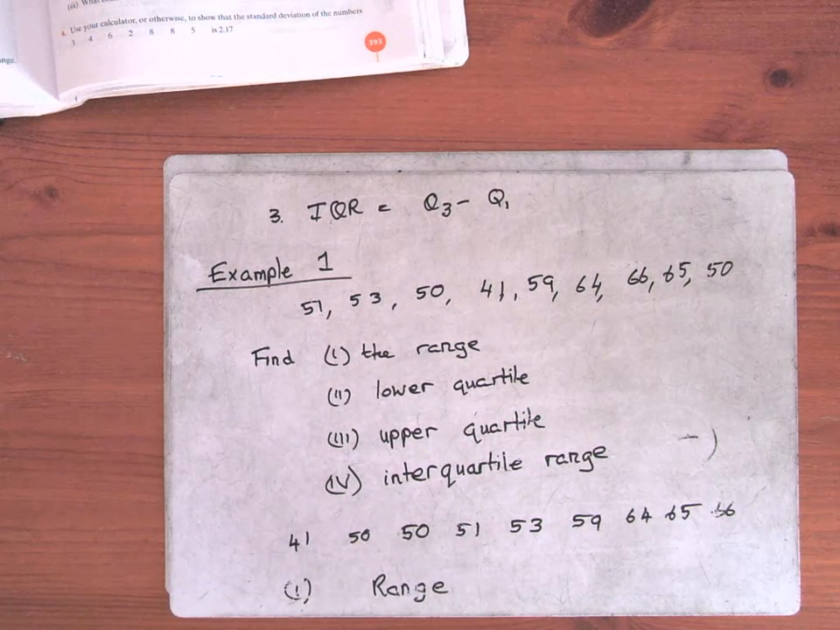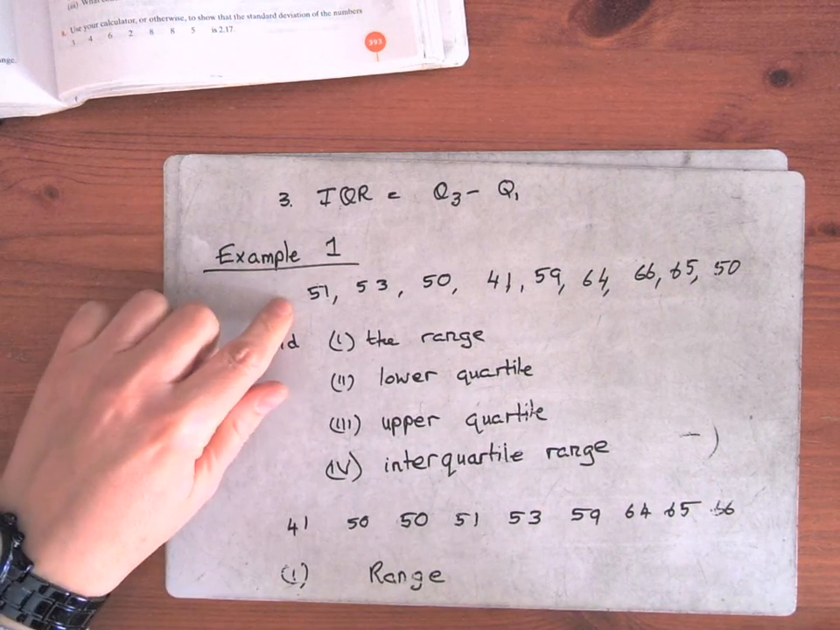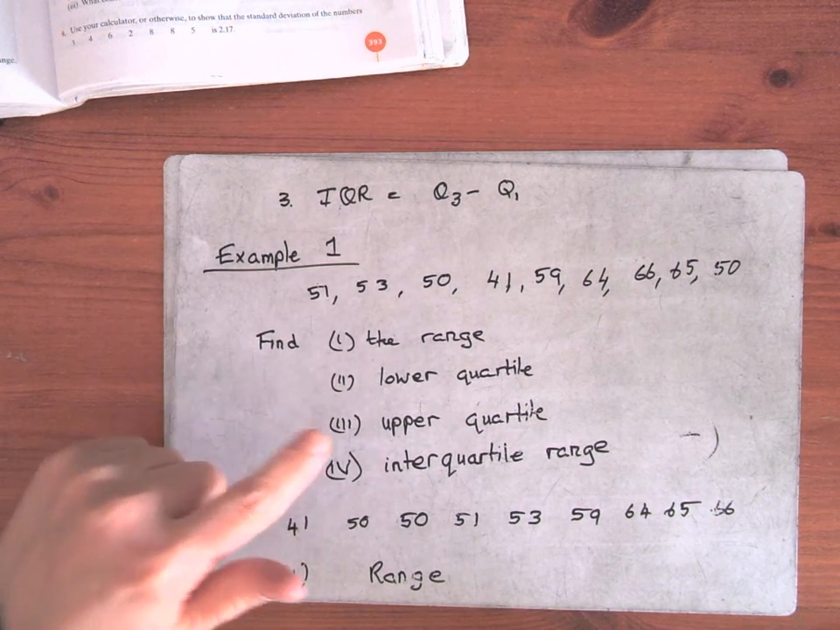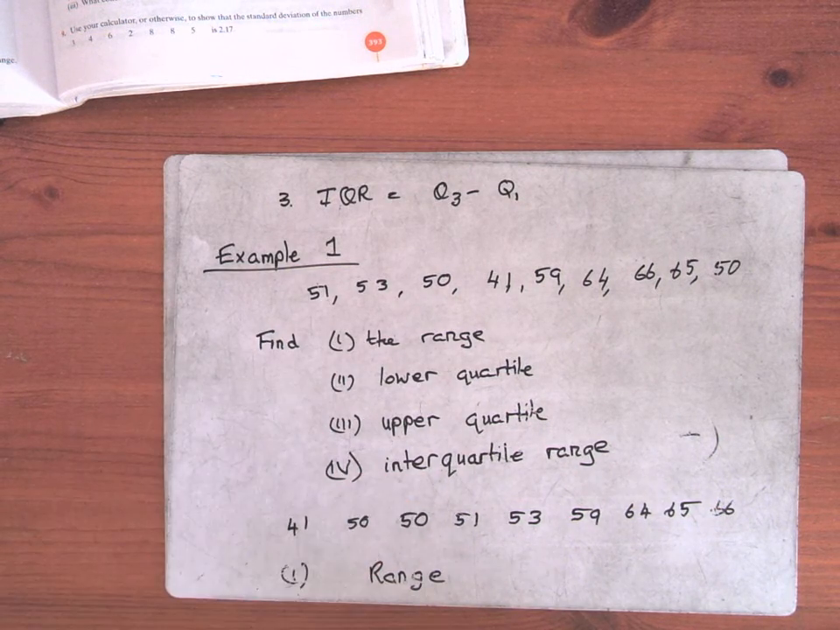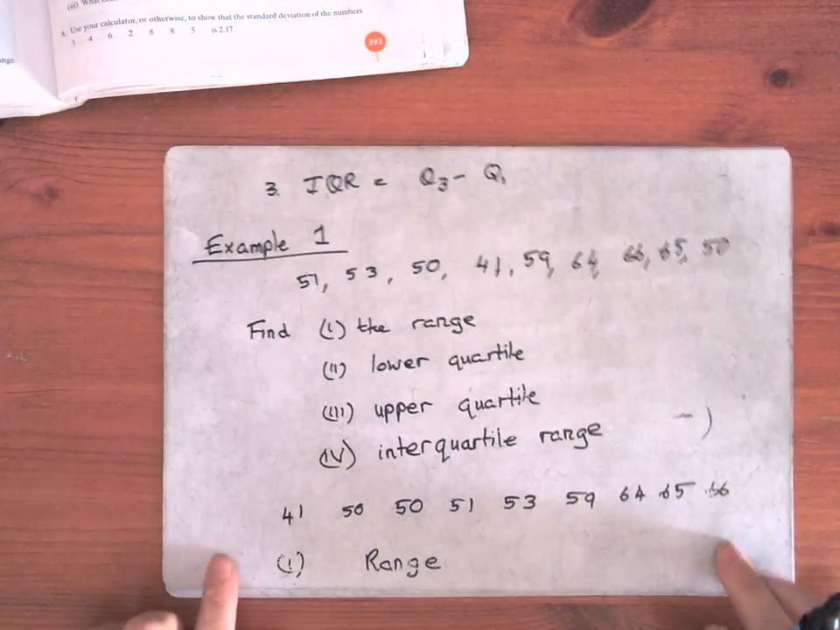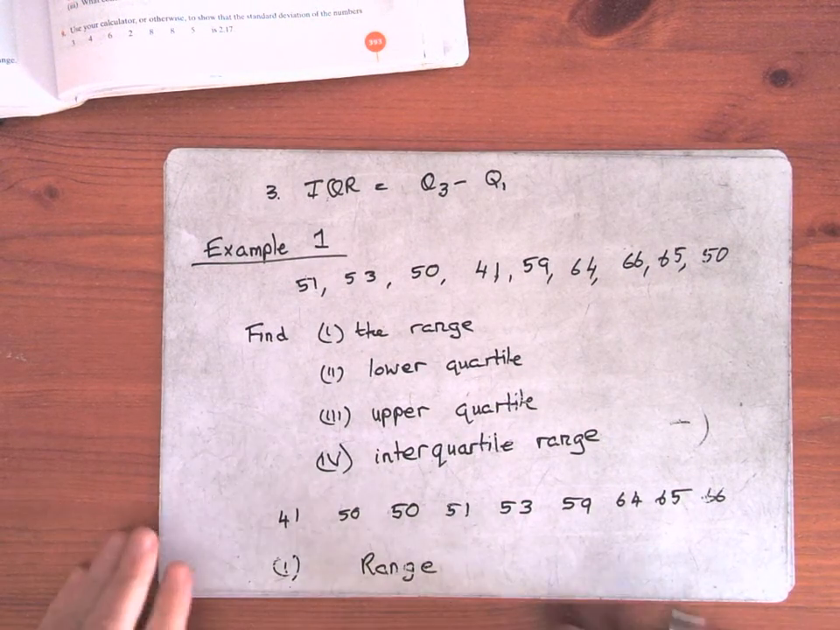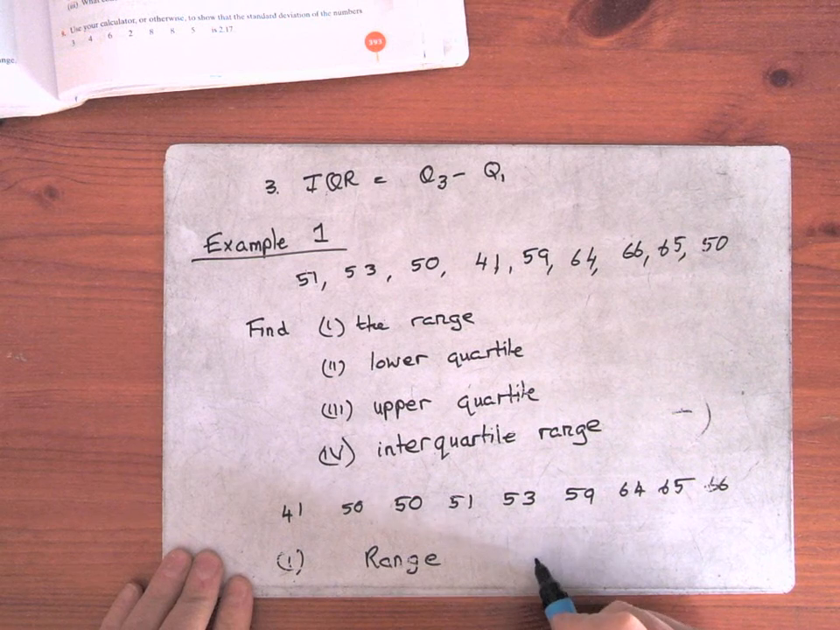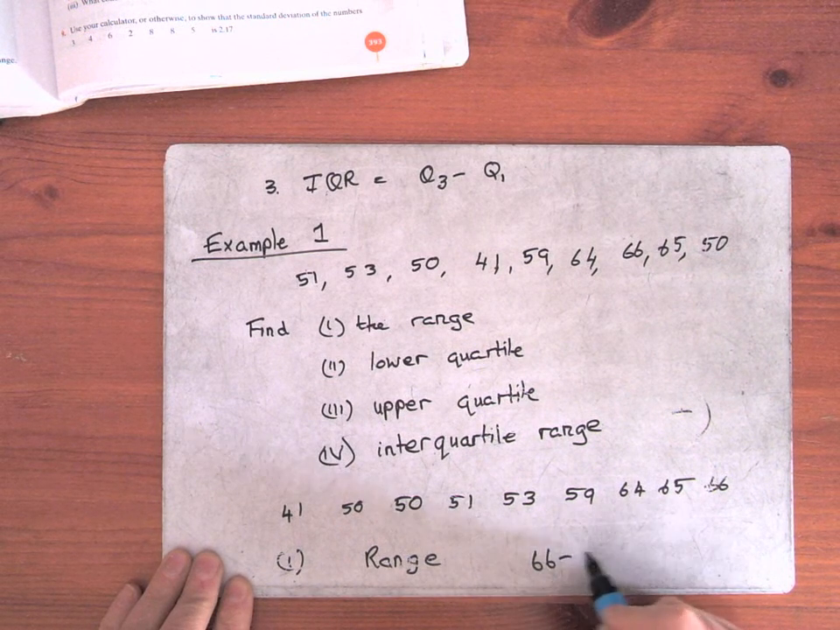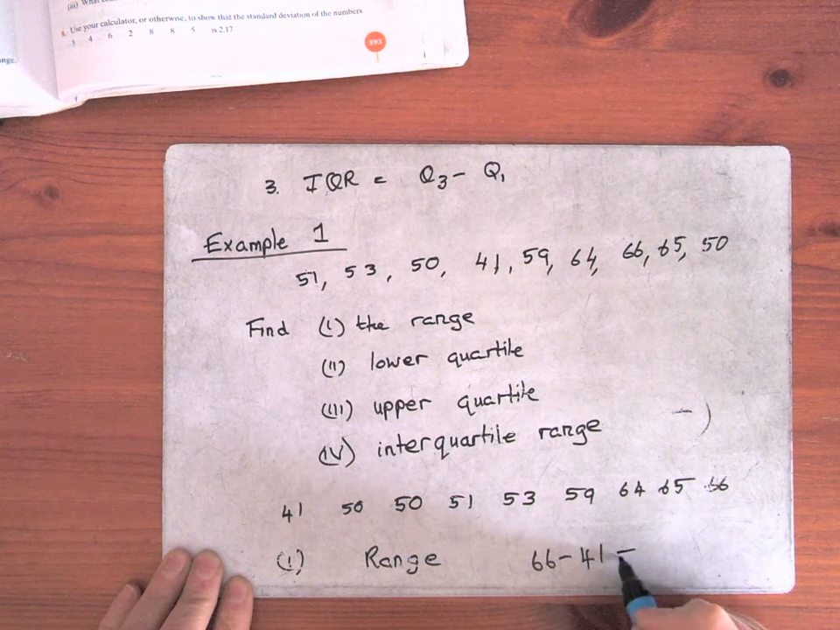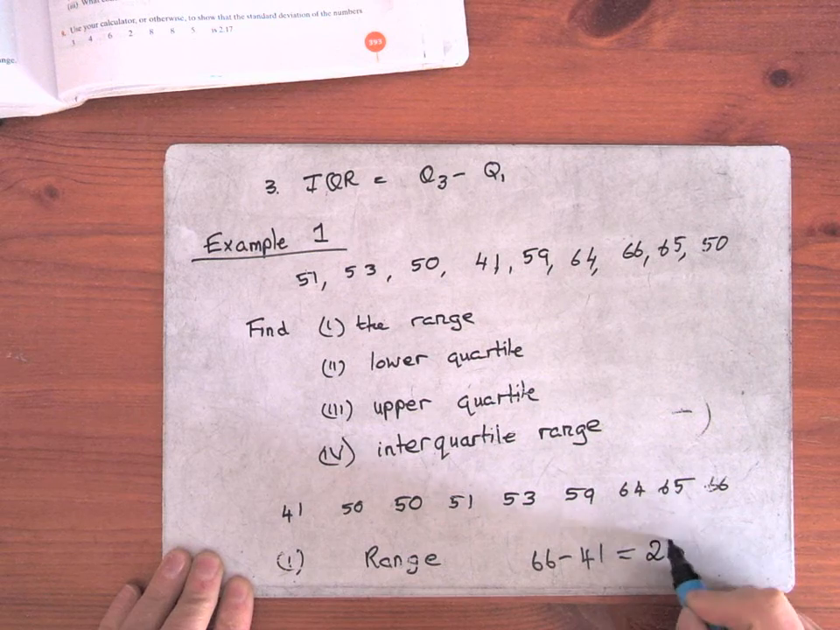So here's an example. Here's a list of numbers. There are 9 numbers in that list. Find the range, the lower quartile, the upper quartile, and the interquartile range. The first thing you need to do is put the list in order. Then to find the range, it's just the biggest number, which is 66, take away the smallest number, which is 41, and that gives me 25.